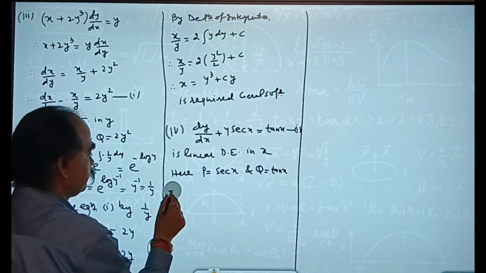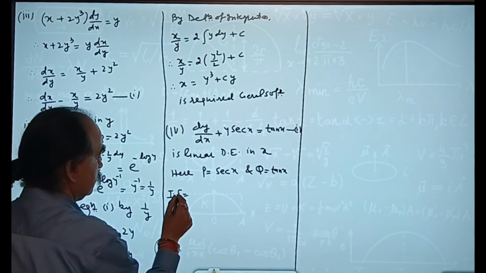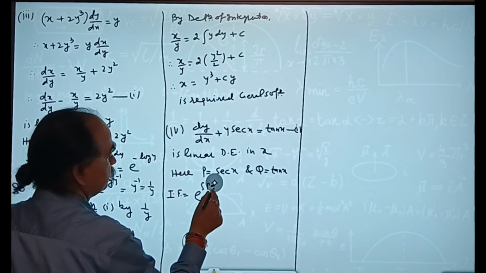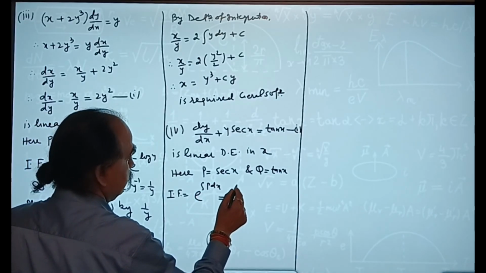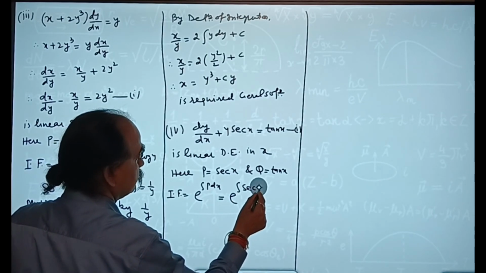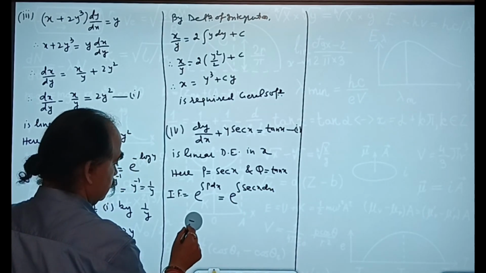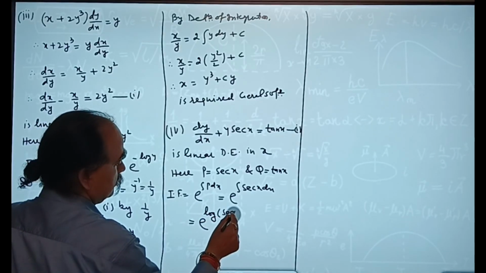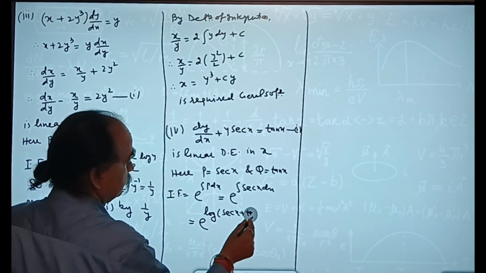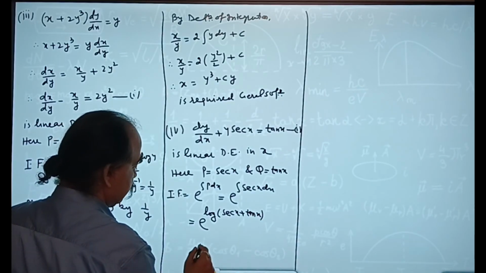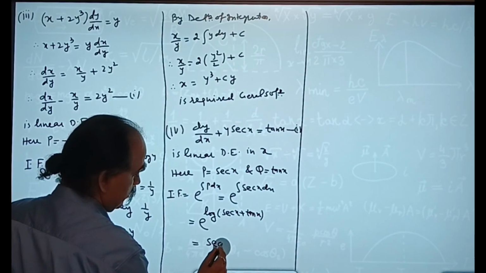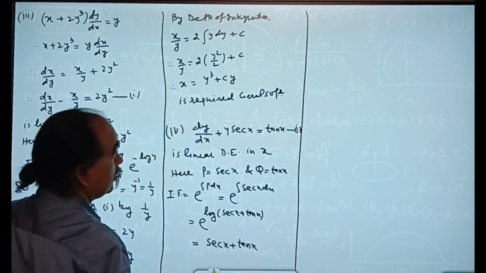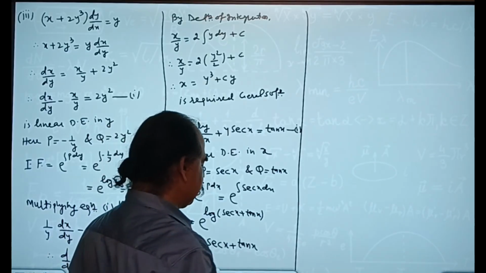So integrating factor is what? e raised to integral p dx, e raised to integral sec x dx, e raised to log(sec x + tan x), will give you sec x + tan x. Multiplying equation 1 by sec x + tan x.